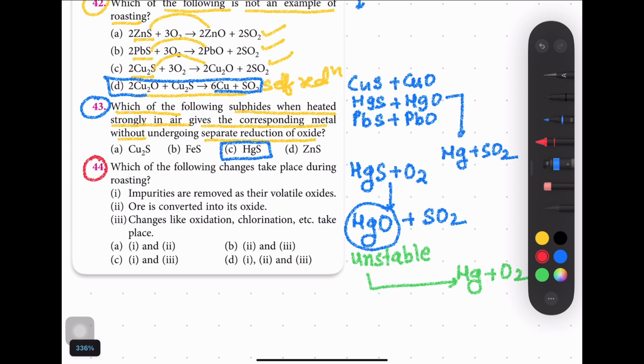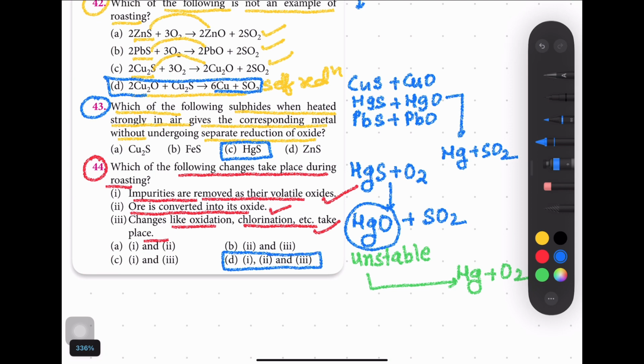Okay, next. Which of the following changes takes place during roasting? When we do roasting, basically impurities are removed as their volatile oxides. That is correct. Phosphorus is present, so it will form P2O5 and will get removed. Vanadium will also form V2O5 and be removed. Ore is converted into oxide. This is also correct. Changes like oxidation and chlorination take place. That is also correct. So the correct answer is all of these, that is 1, 2 and 3, and the correct option is D.